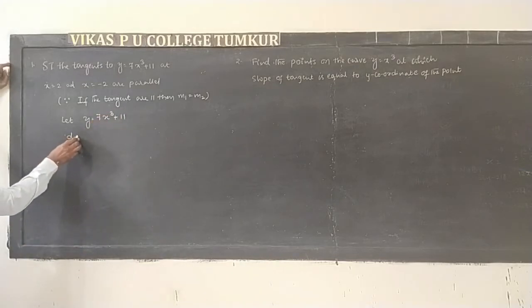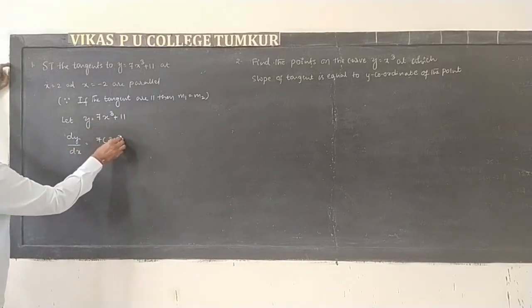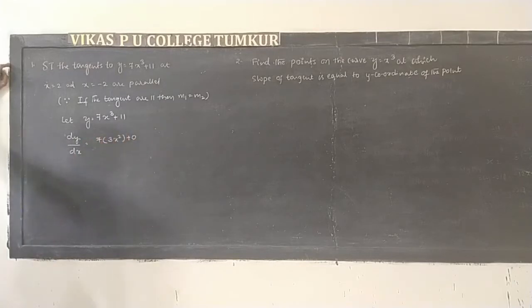Differentiate this equation. dy by dx is equal to 7 into, what is x cube differentiation? 3x square plus differentiation of 11 is 0. So truly dy by dx should be equal to 21x square.